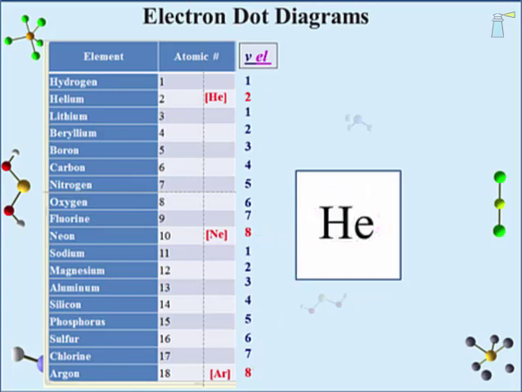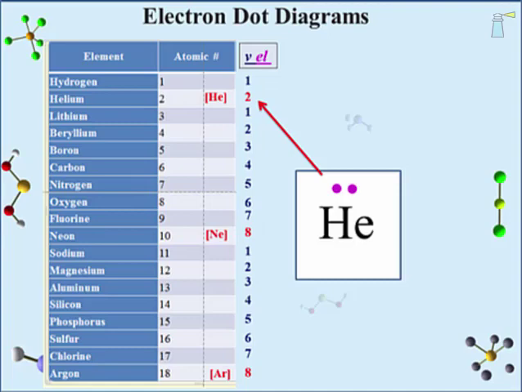The only other element to concern ourselves with is helium. It has 2 valence electrons, which are both added to the top of the symbol. Helium only has a 1s orbital, and this arrangement is considered a full set of valence electrons.